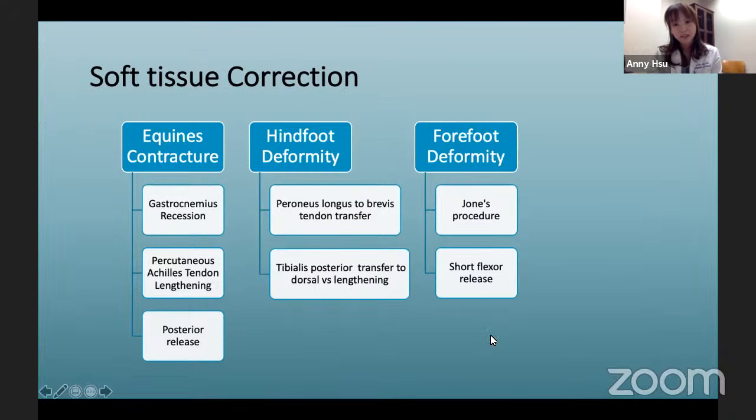For very severe neurogenic cases and for congenital cases, oftentimes you have very severe claw-toe deformity of your forefoot, and this can be addressed with the Jones procedure. And for the lesser toes, a short flexor release may be performed.